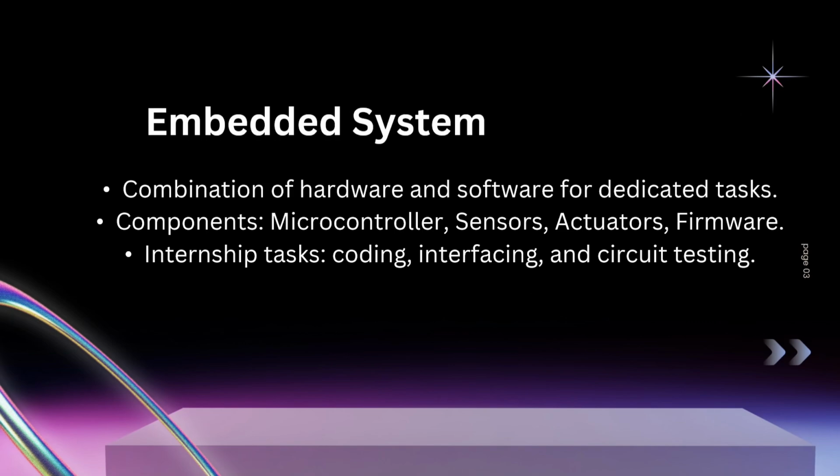Then move to the embedded system. An embedded system is a combination of hardware and software for dedicated tasks. It typically consists of a microcontroller or microprocessor, input or output interfaces, and control software written in C, C++. Examples include smart home devices, transponders, and industrial automation.